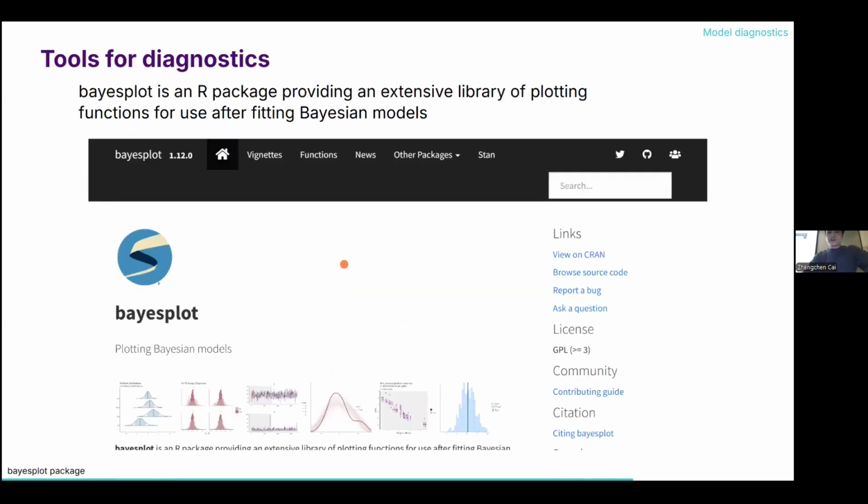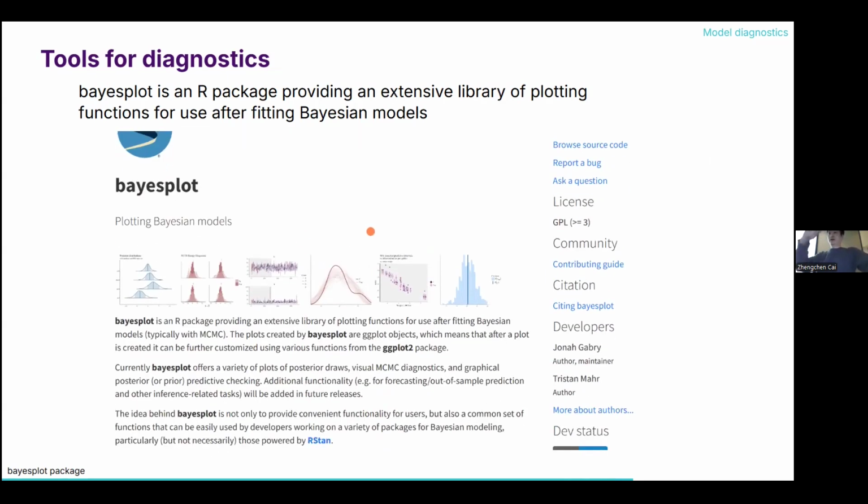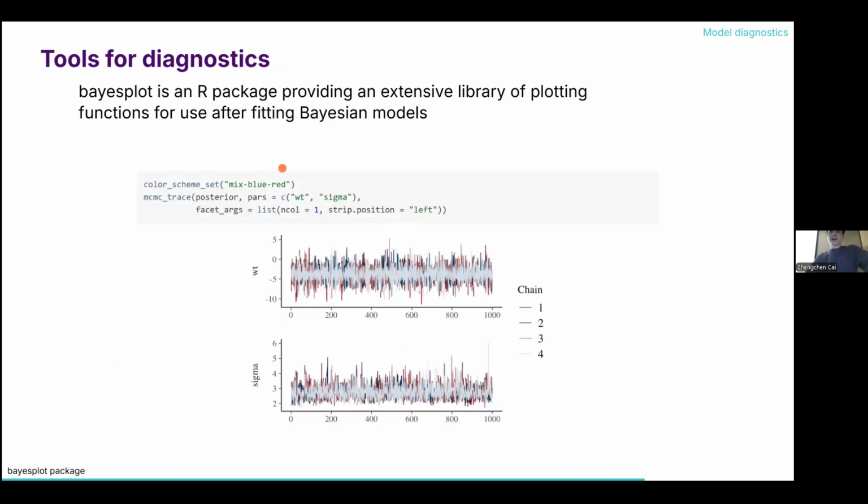And for diagnostics, usually you can use this tool called Bayes plot. Once you fit the model, you can give the model to the function, and it will do all kinds of diagnostic for you, either visualized or a numerical or quantified assessment. For instance, I fit a model, I give the posterior to the function, and I will tell the function I want these 2 parameters. So it will show me the trace plot we showed before. Here you see a convergence. Like you can have the 4 chains.